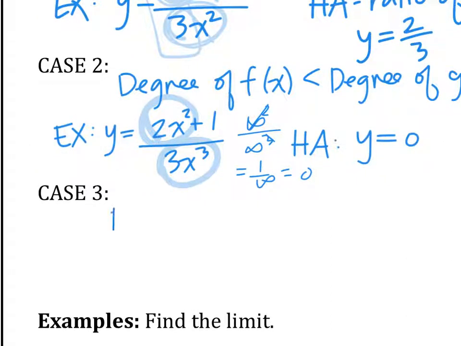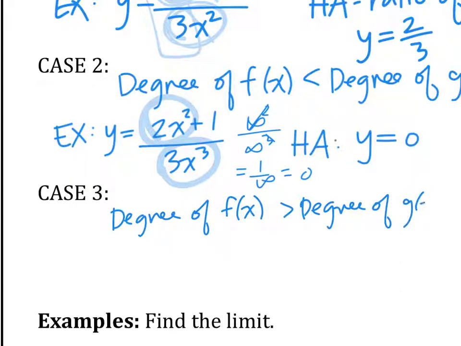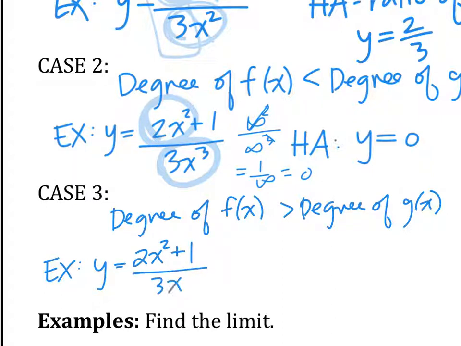Next, degree of f of x is greater than degree of g of x. So when the top is expanding faster, for example, y equals 2x squared plus 1 over 3x. It's not going to a horizontal asymptote anymore, right? Because the top is expanding faster.